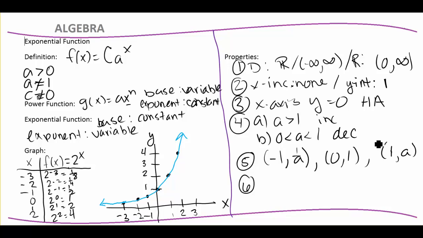Number 6, the graph of f is smooth and continuous, with no corners or gaps. So that is the exponential function.